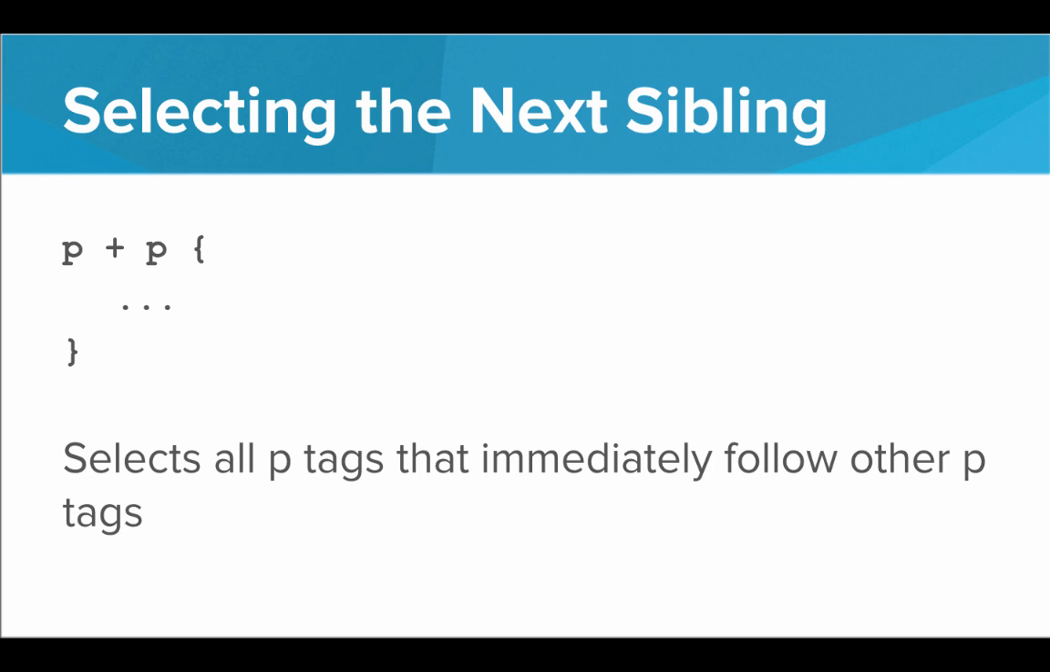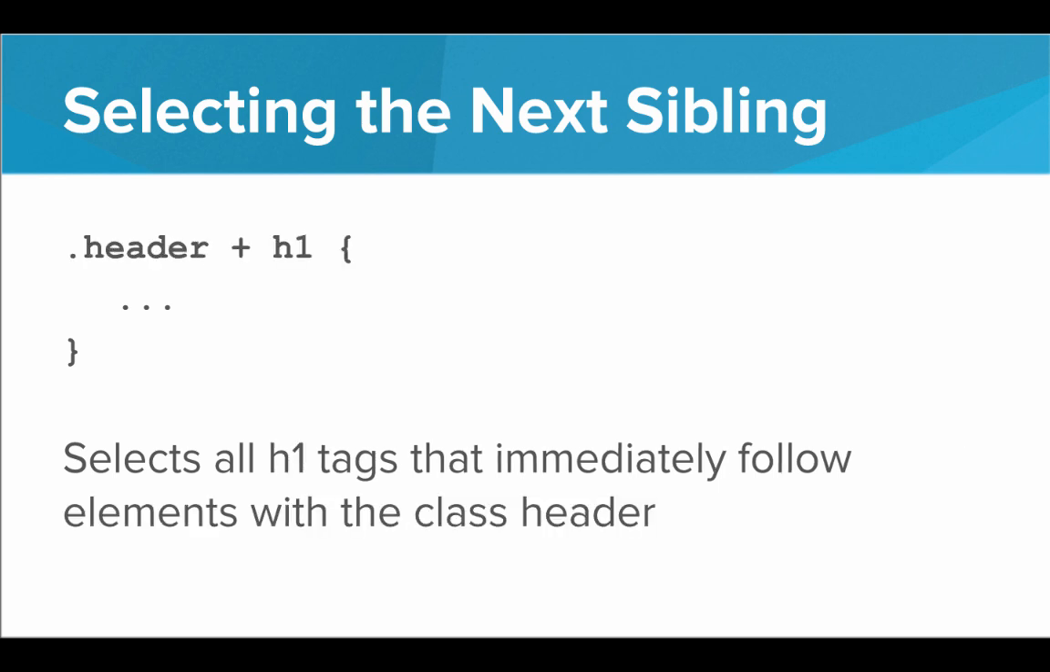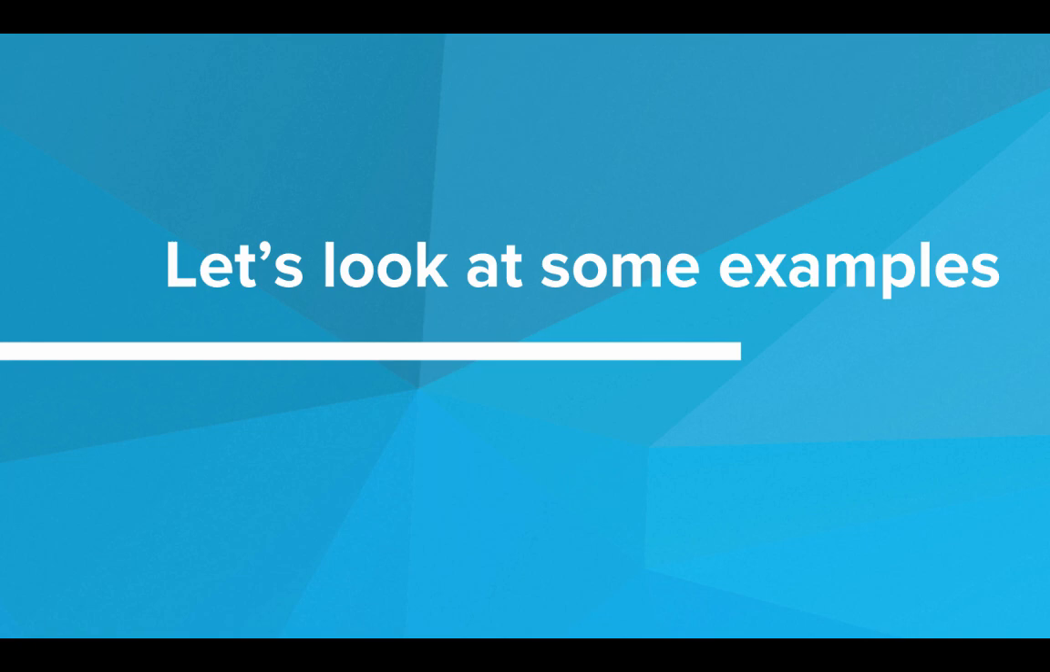So to get some more practice with the next sibling selector, if we have p plus p, this selects all p tags that immediately follow other p tags. And this would select all h1 tags that immediately follow elements with the class header. All right, so that is a quick overview of the descendant selector, which is just a space, the child selector, which is the greater than symbol, and the next sibling selector, which is a plus symbol. Now let's dive in and see some examples with real code.